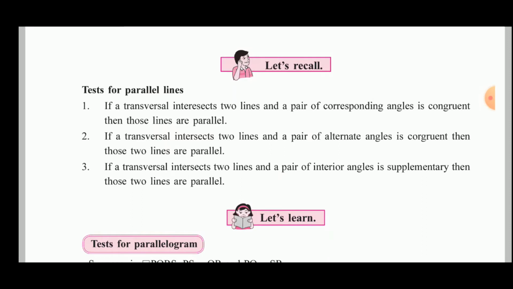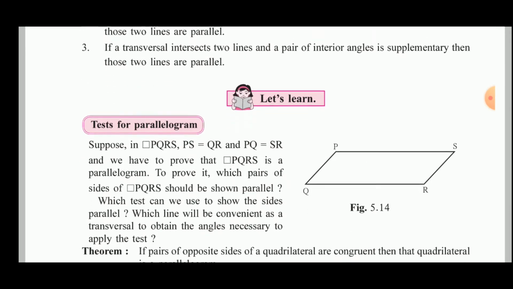The first one is, if a transversal intersects two lines and the pair of corresponding angles is congruent, then those two lines are parallel. If a transversal intersects two lines and the pair of alternate angles is congruent, then the two lines are parallel. And the third one is, if the transversal intersects two lines and the pair of interior angles is supplementary, meaning its sum is 180, then the two lines are parallel.